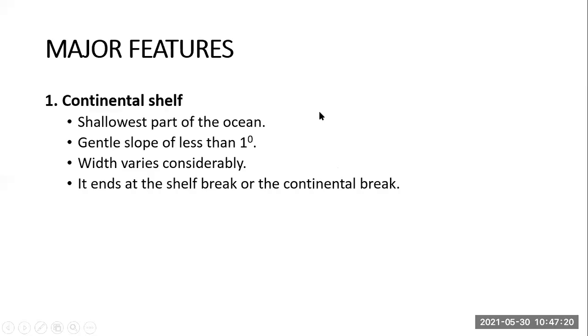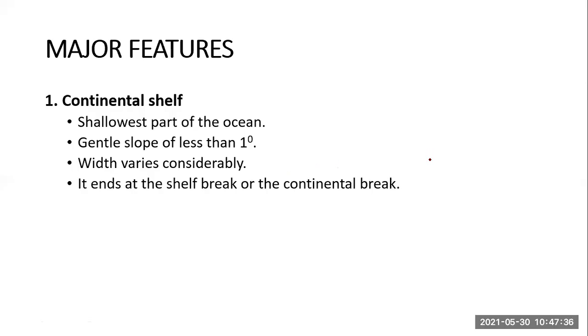Now we can look at a few major underwater features of the ocean. Some of the major underwater features of the ocean we will be discussing first of all. Okay. So first one, continental shelf.